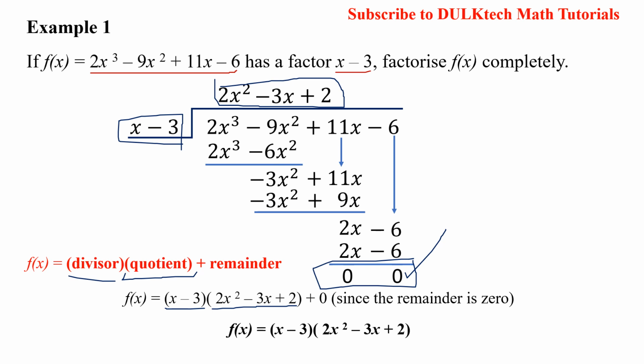We have factorized completely, since we cannot factorize this quadratic factor further. We can't factorize it further. So this is our final answer. Right, let's move on to our second example.